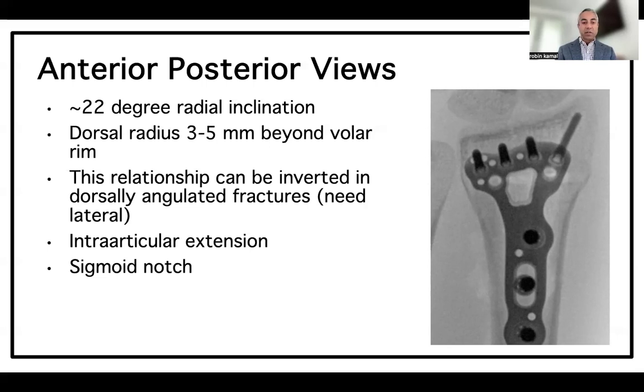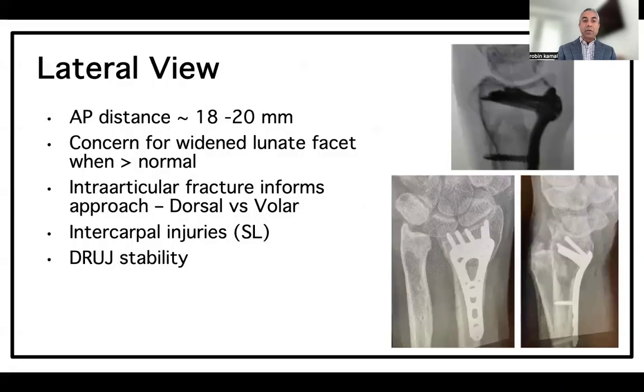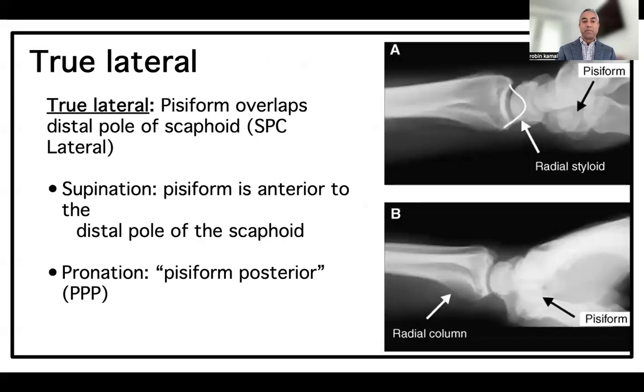You can look for intra-articular extension in the radiocarpal joint, as well as intra-articular extension into the sigmoid notch. On the lateral view, the AP distance is around 18 to 20 millimeters. You can evaluate the intra-articular fractures and where they sit on either the volar or dorsal articular surfaces. Look for intercarpal injuries as well as DRUJ instability, such as what is shown in the bottom right here.